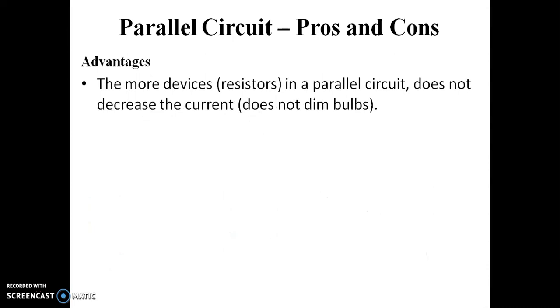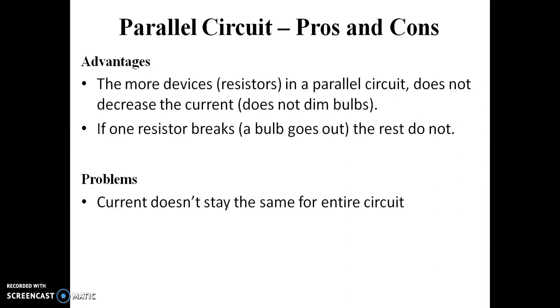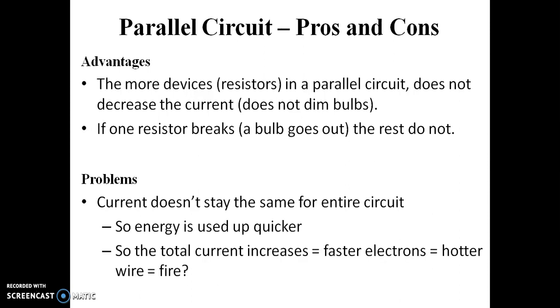Parallel circuits, pros and cons. Advantages: the more devices or resistors in a parallel circuit does not decrease the current, so there is no question of dimming of bulbs. If one resistor breaks or a bulb goes out, the rest do not. Hence the reliability of the system increases. But the problem is that current does not stay the same for the entire circuit, so energy is used up quicker. So the total current increases, equal to faster electrons, equal to hotter wire, equal to fire.